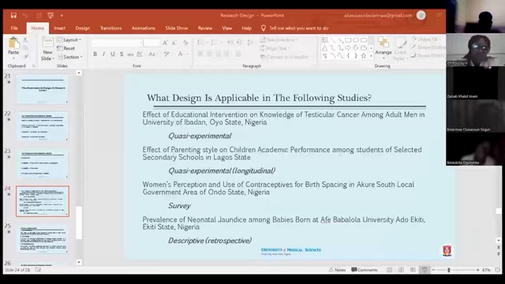Right? I think this more or less, because you are looking at prevalence, this is retrospective, right? Am I correct? Yes, sir. You want to look at the prevalence of those babies that were born in February with neonatal jaundice. All right, so this is retrospective, it's descriptive, but it is a retrospective study.